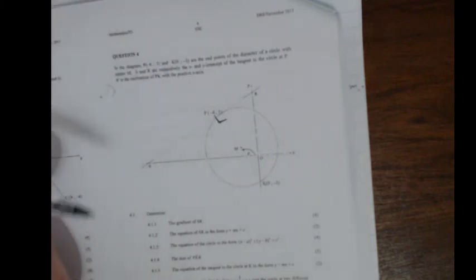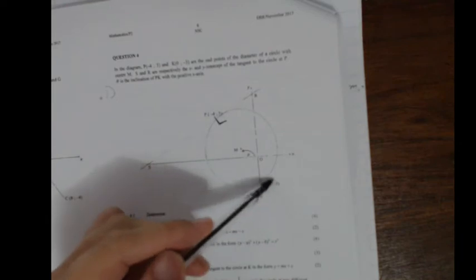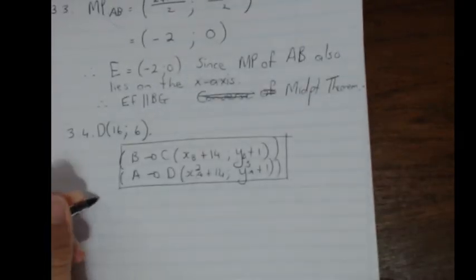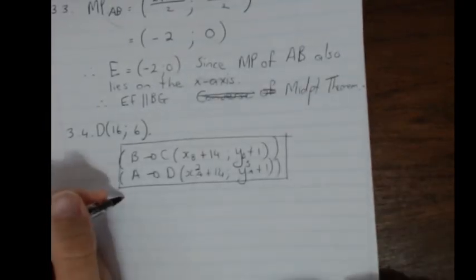Theta is the inclination of PK, there it is, with the positive x-axis. Determine the gradient of SR. Okay, the gradient of SR. Well, the gradient of PK I can calculate, and then from that I can get perpendicular gradients quite easily. This is 4 marks. That is enough marks to do this amount of work.